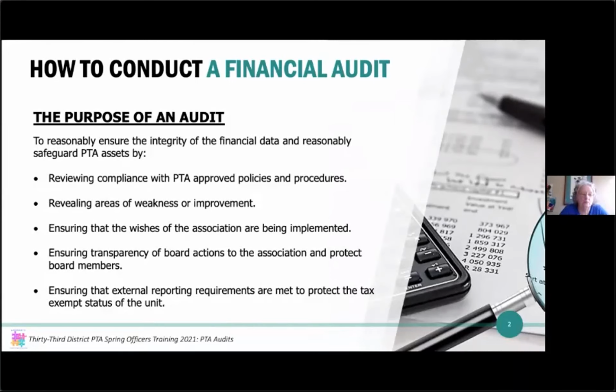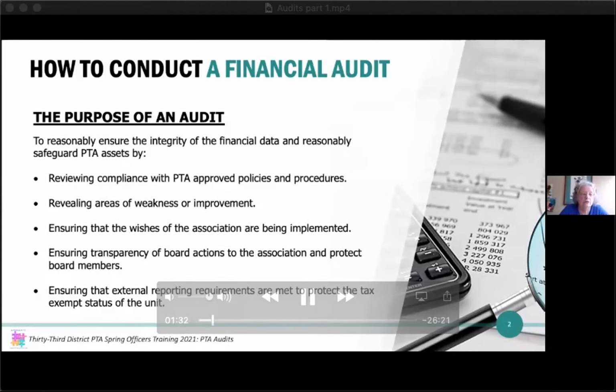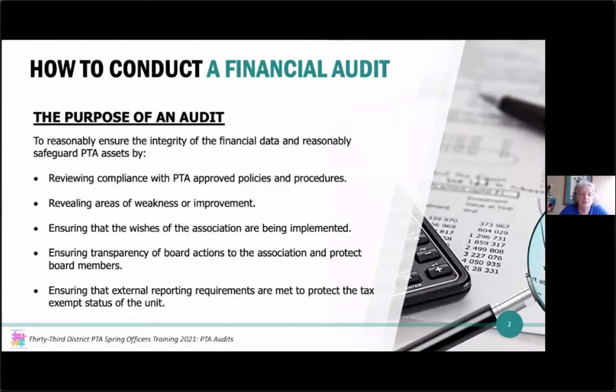So how do we achieve this purpose? One is to review compliance with PTA approved policies and procedures. Earlier today, the treasurers had their training and they learned the PTA policies and procedures that they have to implement in order to approve payments, prepare reports, these sorts of things. And so it is our job as auditors to review the compliance of the treasurer and the board as far as these policies and procedures. It's important to note that the fiduciary responsibility is shared by all board members. It's not just the treasurer.